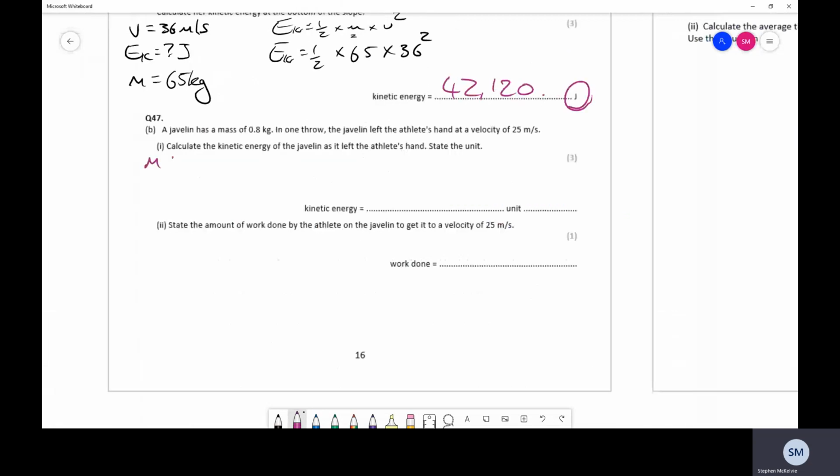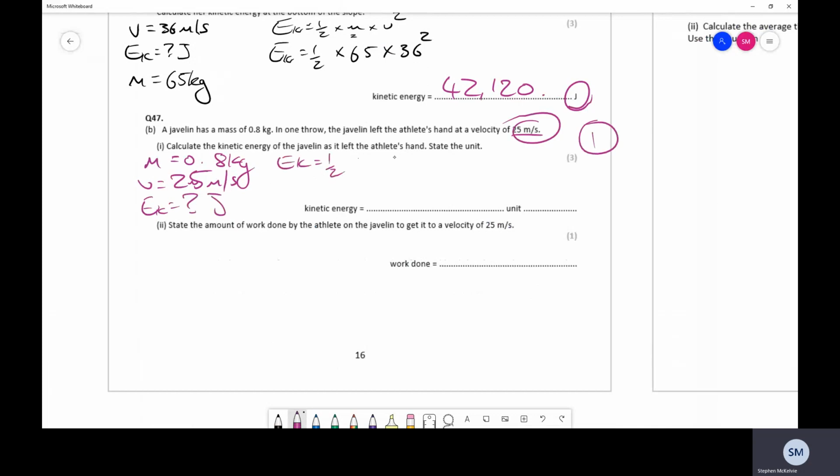In one throw, the javelin left the athlete's hand at a velocity of 25 meters squared. Velocity is equal to 25 meters squared. Meters per second, not meters squared, meters per second. That's mistake number 1. Calculate the kinetic energy of the javelin as it leaves the hand, and I don't know how many joules. Write down my equation.